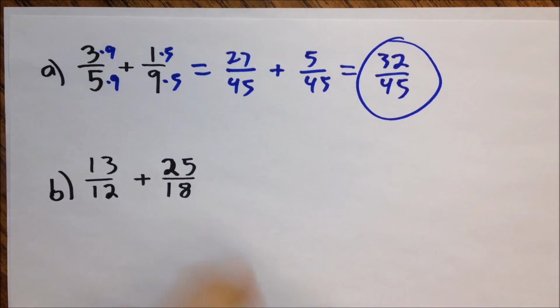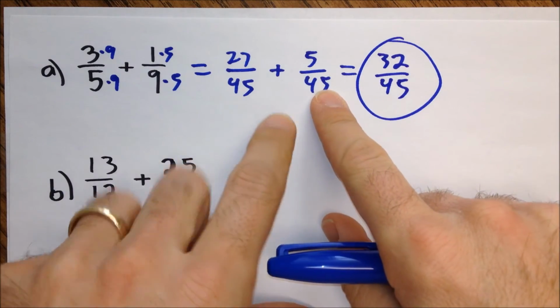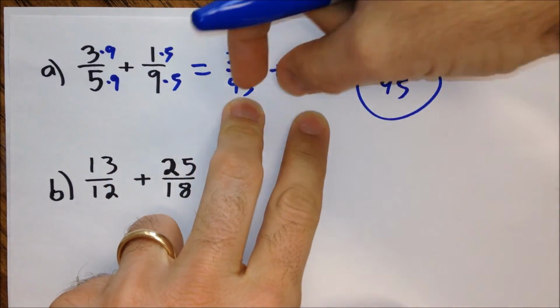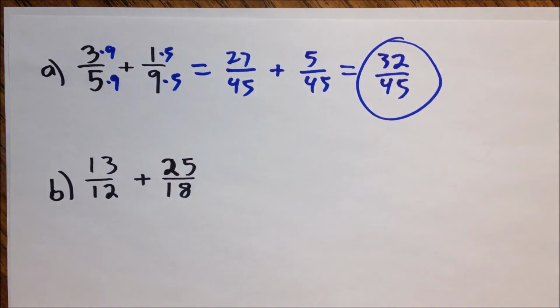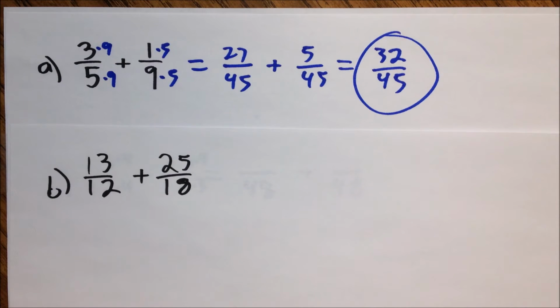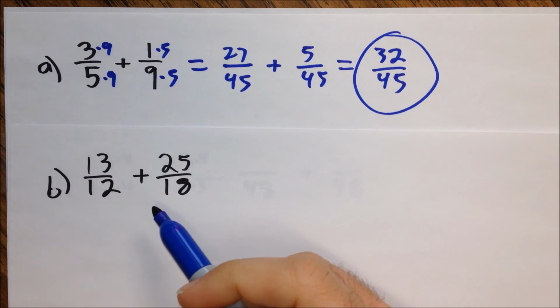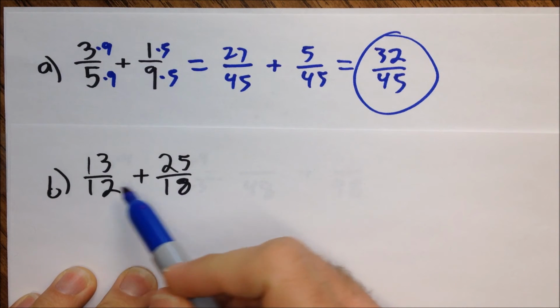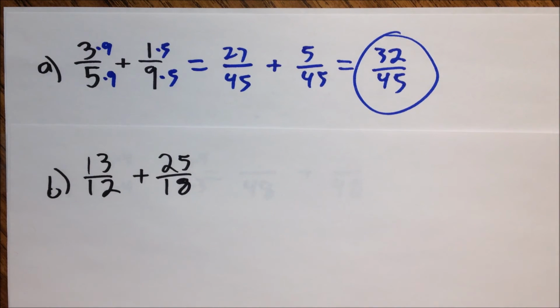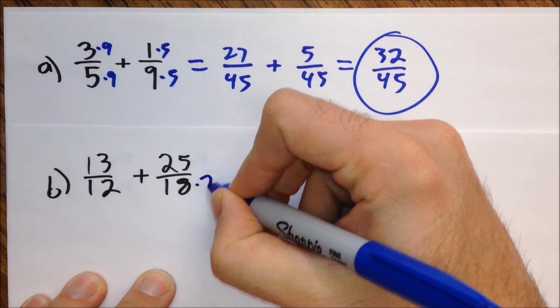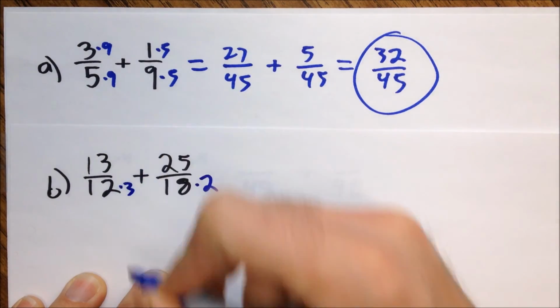And we found it by getting a common denominator and then adding the numerators together but keeping the denominator the same. Okay, now let's look at part B. And we could find the common denominator by multiplying 12 by 18 and 18 by 12, and that would work. I actually see a little bit of a shortcut. The shortcut is to multiply 18 by 2 and to multiply 12 by 3.